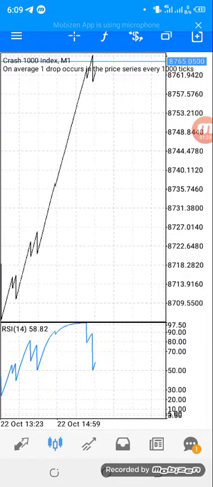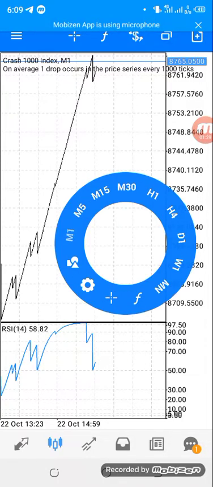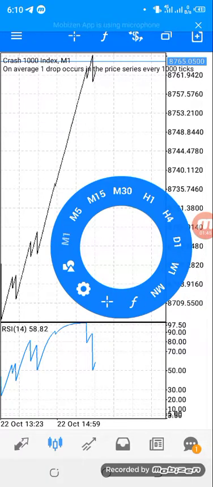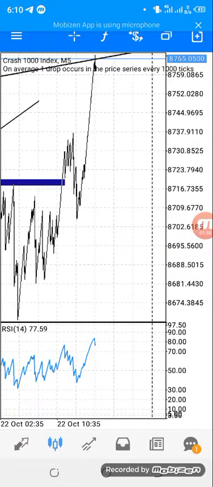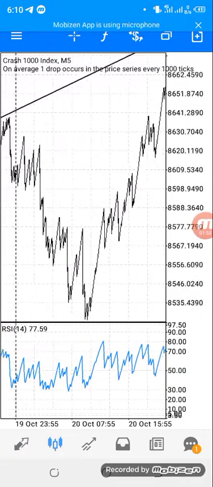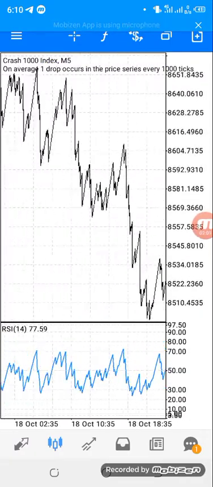On this Crash 1000, I'm going to chunk it down. This is the 1 minute time frame, then 5 minutes, 15 minutes, 30 minutes, 1 hour, 4 hours, day, 1 week, and a month. What you do here is tap the screen, then go to the 5 minutes time frame, click on 5. On this 5 minutes time frame, we are going to spot zones on this Crash 1000.